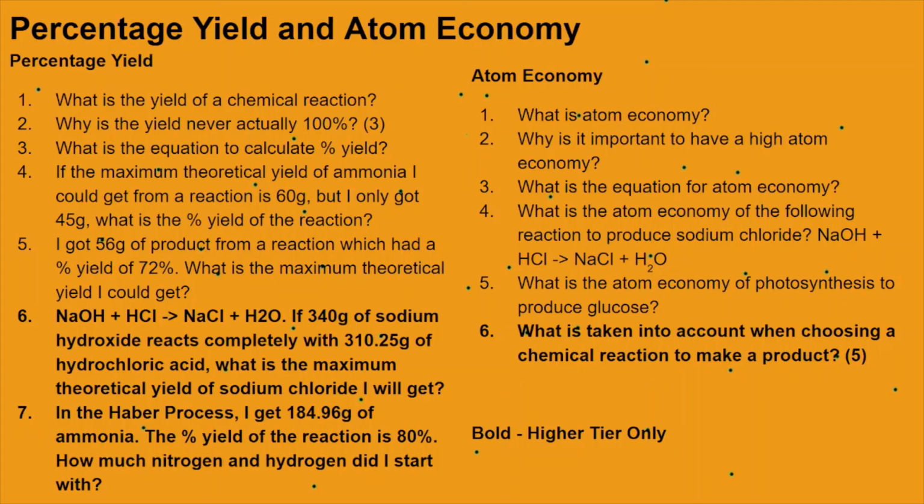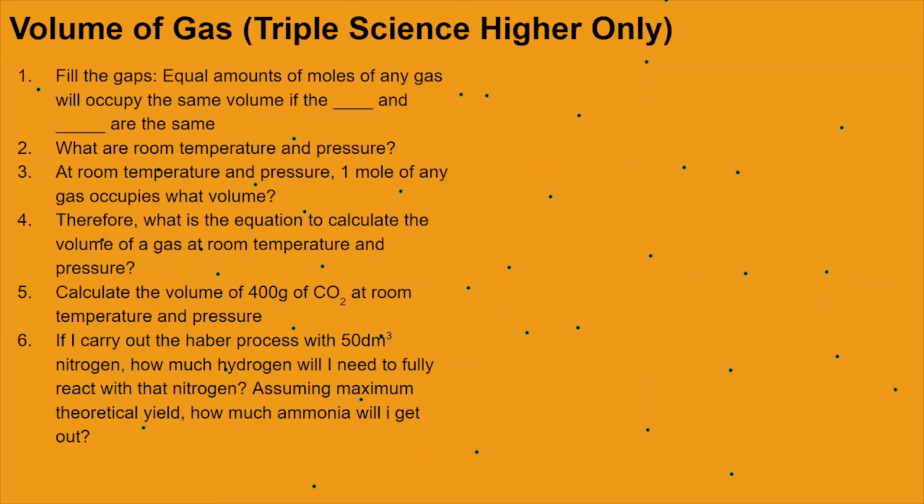So there we are. That's all the concentration, percentage yield. That's every calculation you need to know. Unless you're triple science higher, and then you have to know yet another final calculation around the volume of gas. And it's centered around this sentence, so try and fill this sentence before you do these questions. Equal amounts of moles of any gas will occupy the same volume if the temperature and the pressure are the same.